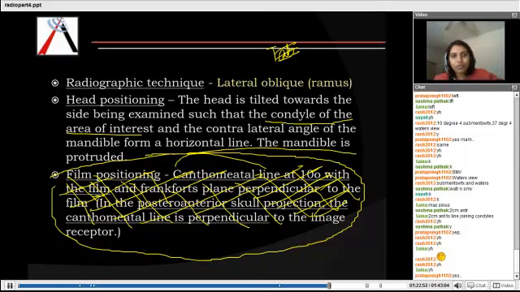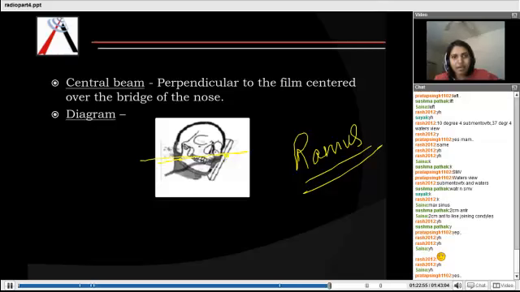Okay, so basically what we are doing is we are tilting the head towards the side being examined such that the condyle and chin come at a horizontal level, and the center beam is perpendicular to the film, centered over the bridge of the nose. So this is the bridge of the nose, you know. So our beam will come like this. Clear?